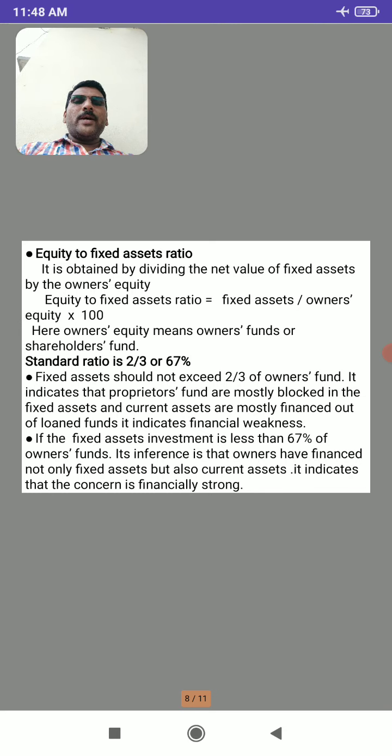So here the firm has to maintain less than 67% of the owner's equity or shareholders' fund. If he maintains less than 67% of the owner's equity, it indicates the firm is in a healthy financial position, or else it shows that he is in a very low financial position.